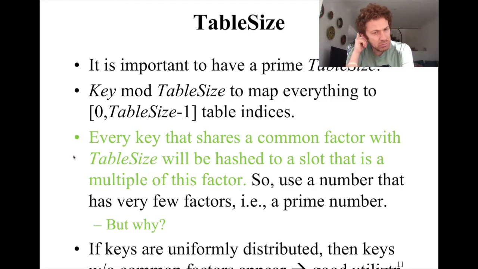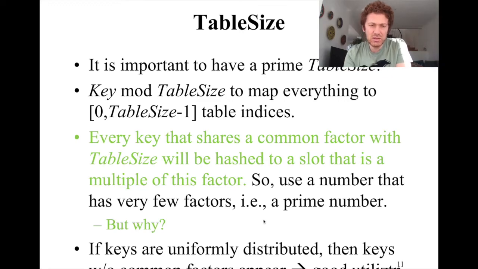So I will use an M number for the table size that has very few factors. And then it's a prime number, right? Prime numbers have very few factors. In particular, they have only two factors, one and itself. So that's why the choice of a prime table size. This is the whole idea. This is a moment to pause, actually. But again, if the keys are uniformly distributed, then there will be keys without a common factor with the table size, because all the keys are possible.